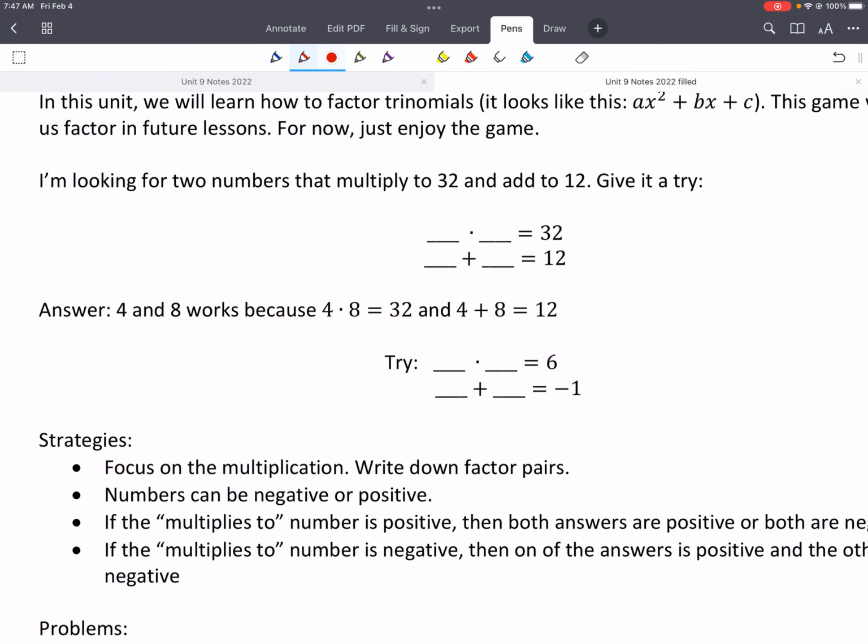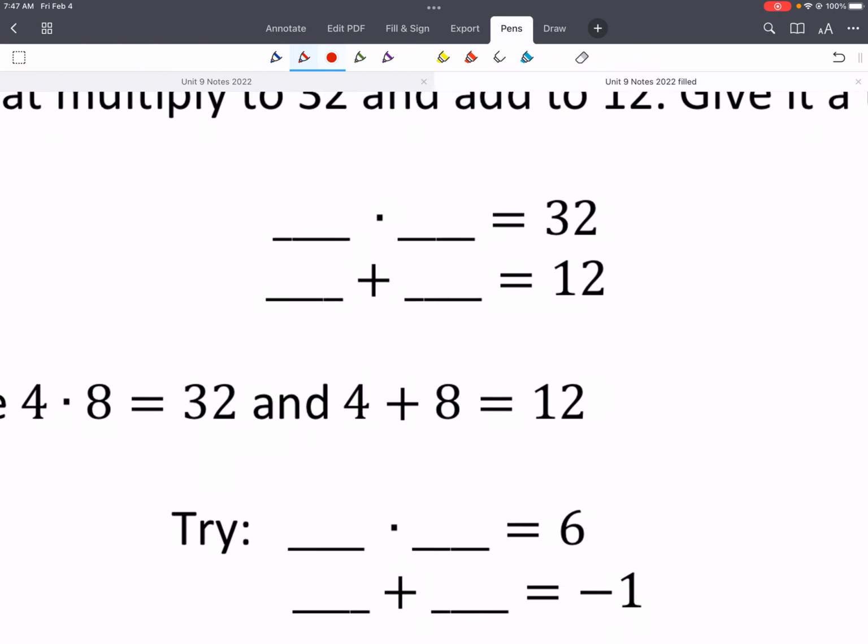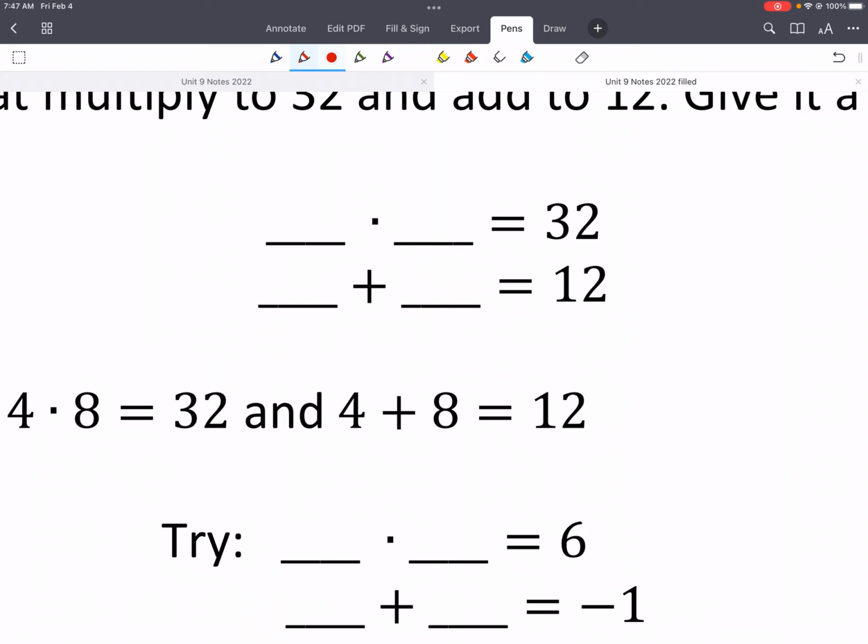So it says, I'm looking for 2 numbers that multiply to 32 and add to 12. Okay, so basically we want these 2 numbers. When we multiply them, we get 32. And if we add those same 2 numbers, that gives you 12. So I'm going to go over this one, and then maybe I'll have you try the other one, all right?